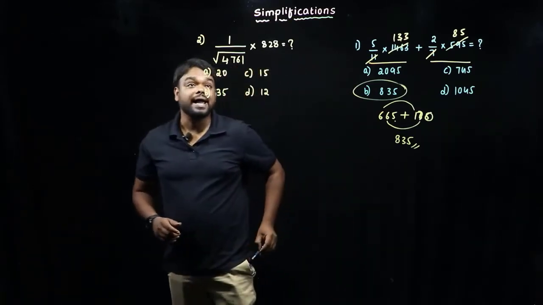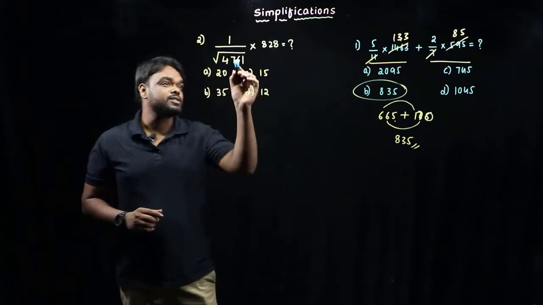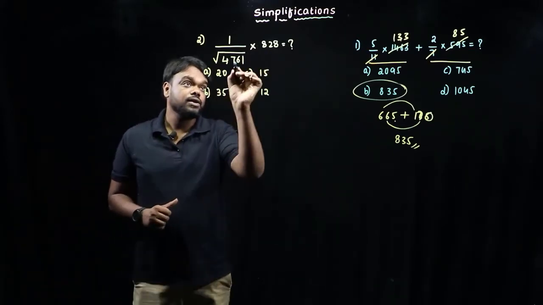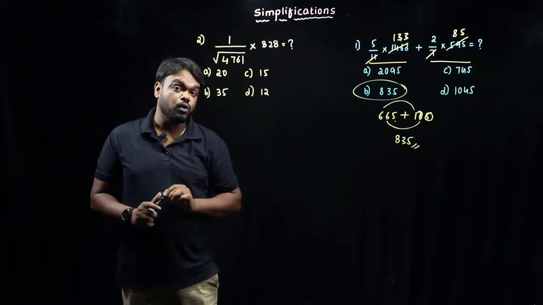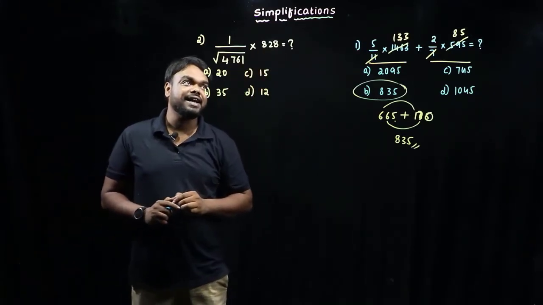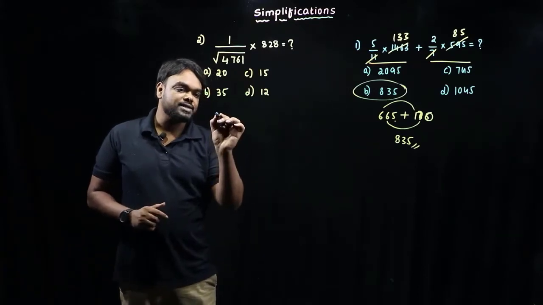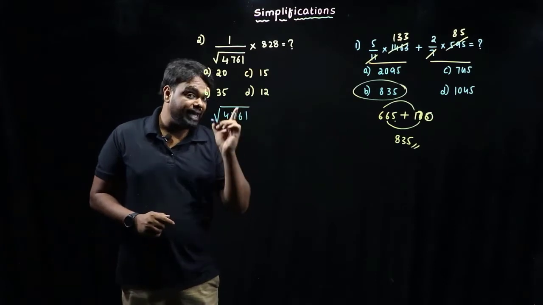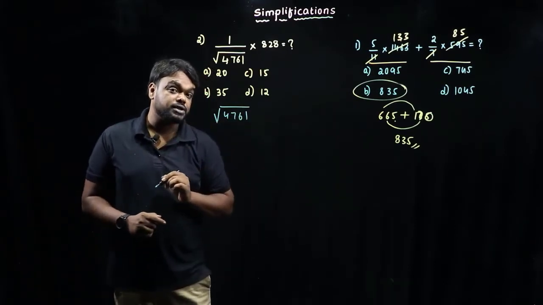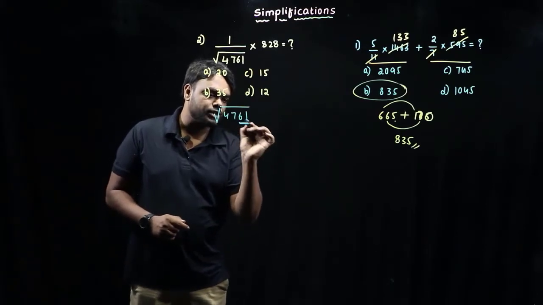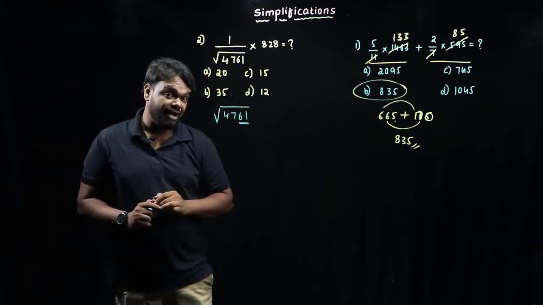Now we have 1 by root of 4761 into 828. First, we find out the square root of 4761 and then we'll multiply that with 828. Now what is root of 4761? Well, we have already learned how to find the square root in speed mathematics, right? First, we separate out the last two digits. Now, what do we have here?